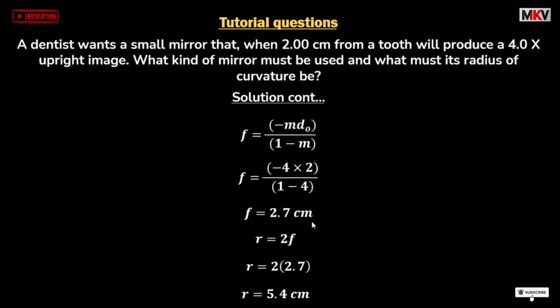And we said earlier on that 2 times the focal point gives the radius of curvature. Therefore, our radius of curvature is equal to 5.4 centimeters.